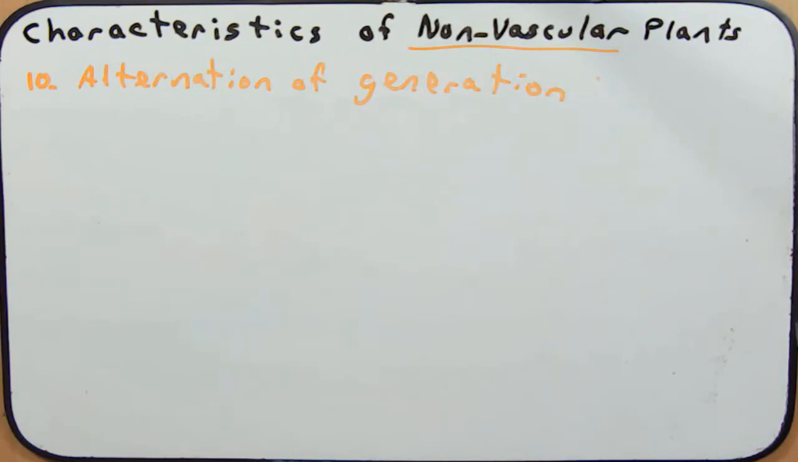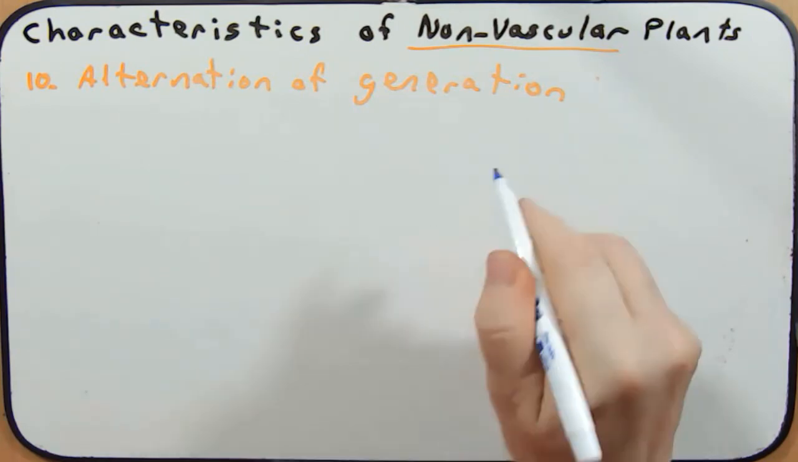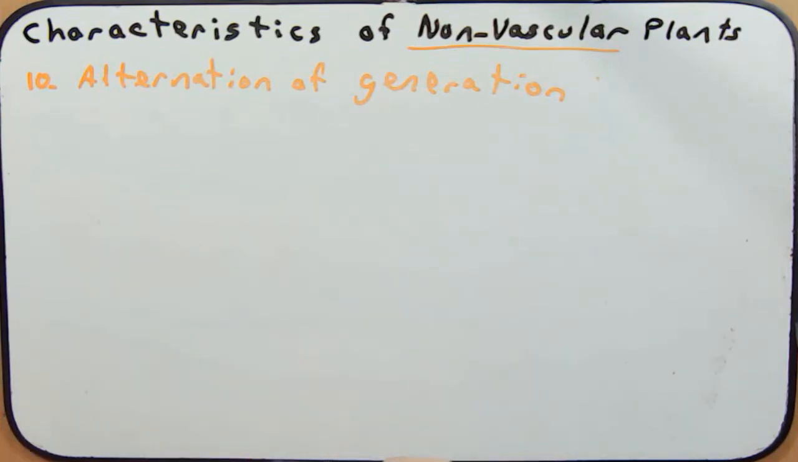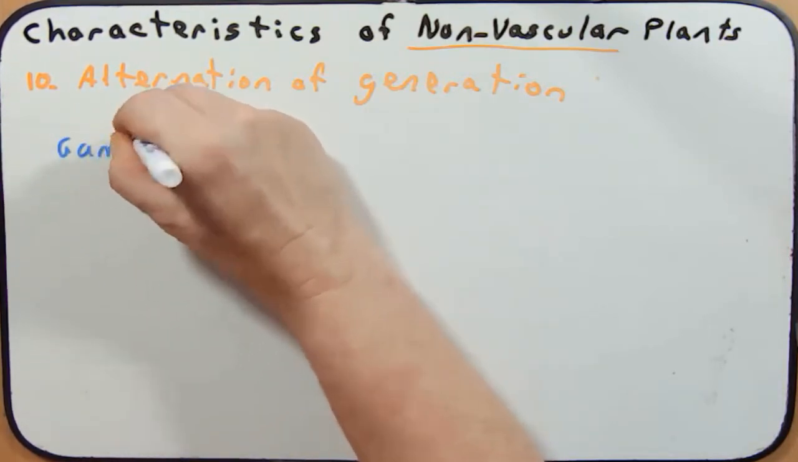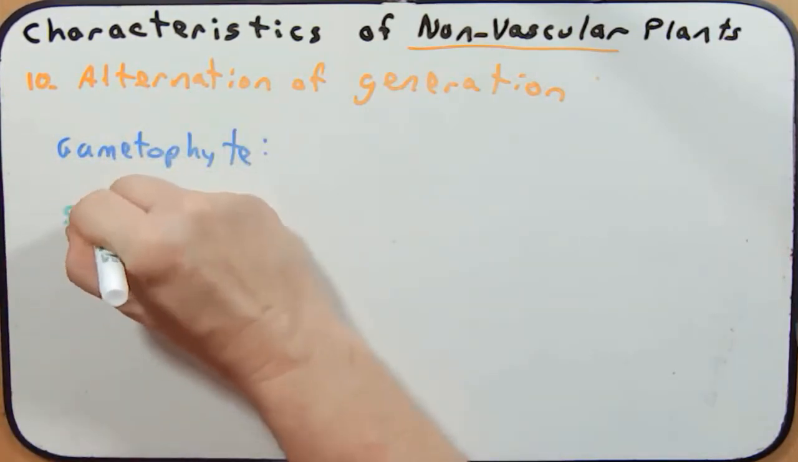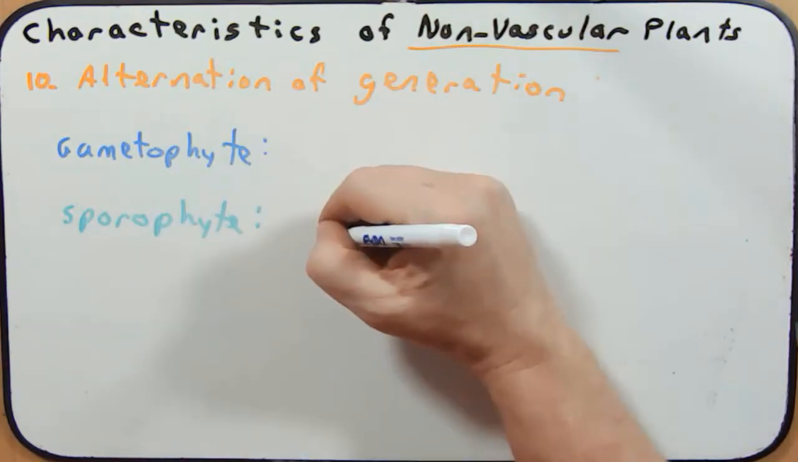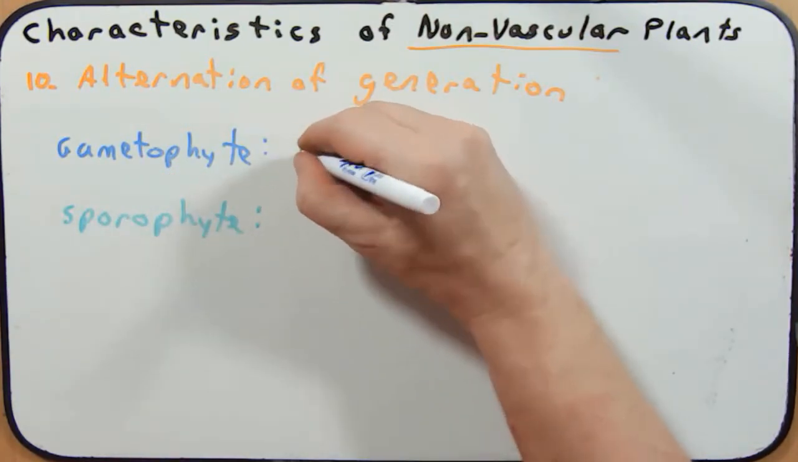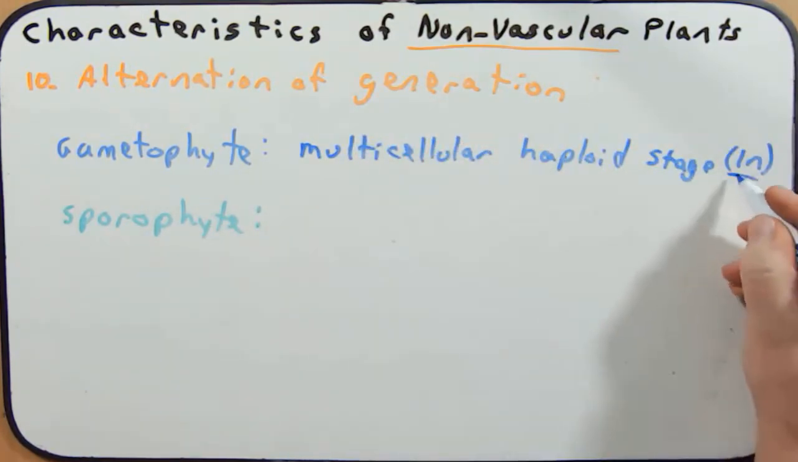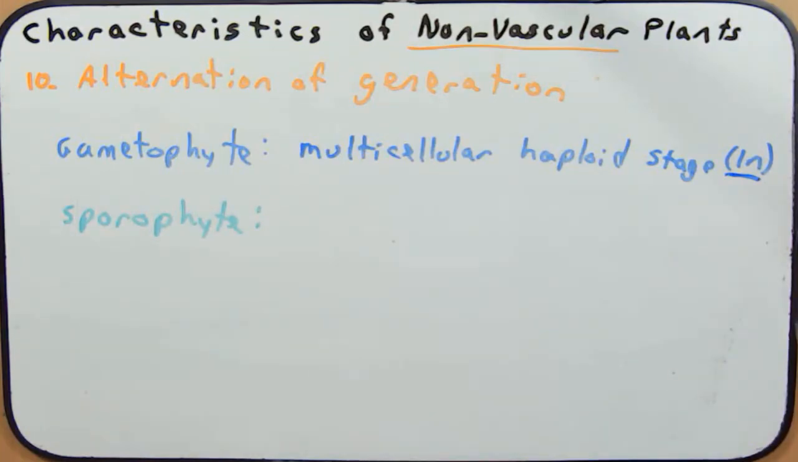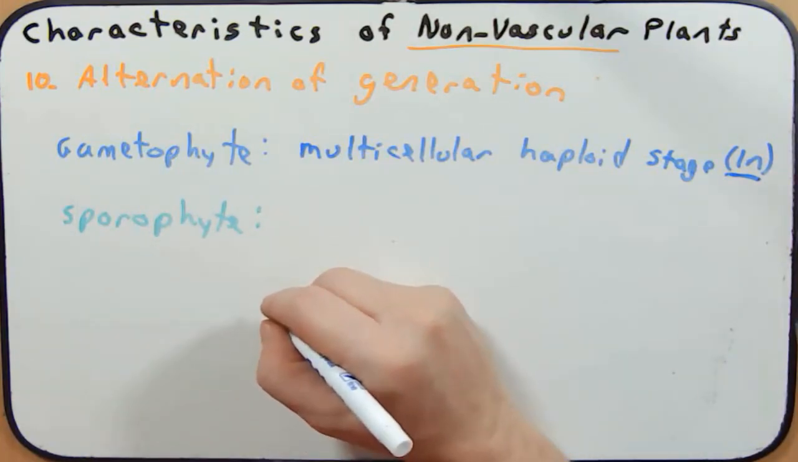Now, alternation of generation isn't a structure or a feature that we see in non-vascular plants or other plants, but rather it is this pathway, this process that occurs. We've talked about alternation of generation before, but remember, it is the process of alternating between a gametophyte and a sporophyte. Remember that the gametophyte is the multicellular haploid stage, and haploid is represented by one N. The sporophyte is the multicellular diploid stage.